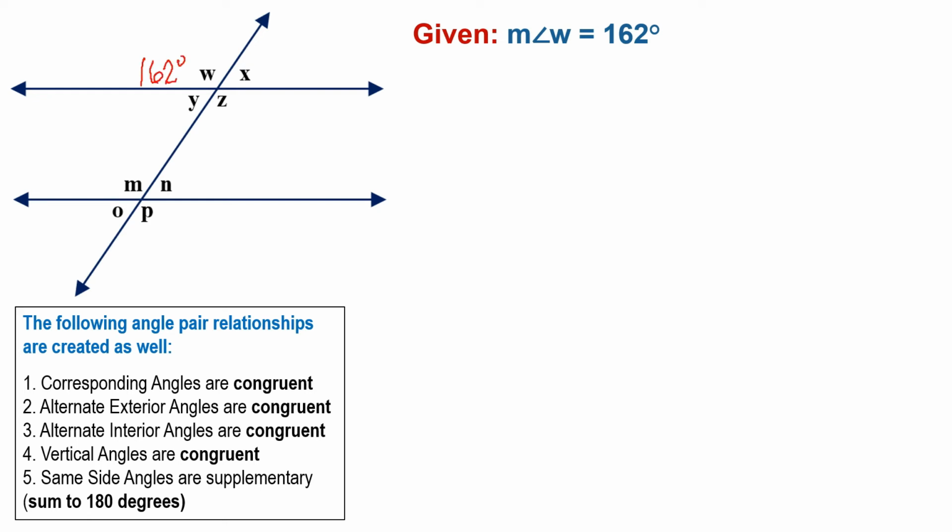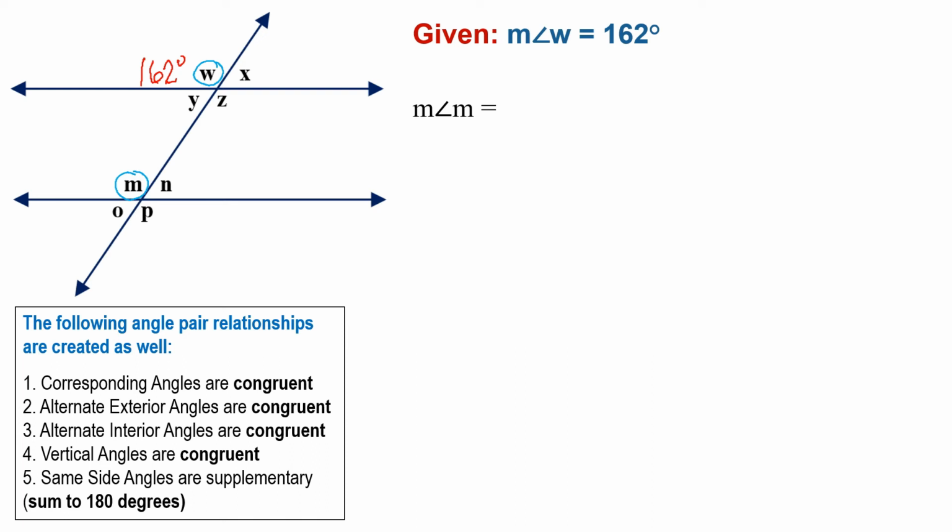And then with that given angle, we will be looking for the measurement of the rest of the angles given. Let us start with angle M. So angle M is over here. And since the only given we have is the measurement of angle W, we will be using 162 to find the value of M. Observe, look at angle W and angle M.